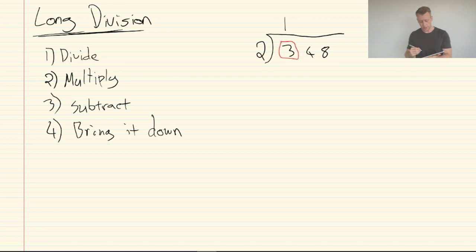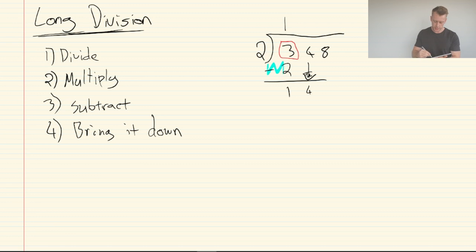Now the second step here is to multiply this 1 by this 2 to figure out what we're going to have here. So we multiply and then we subtract 1 times 2, which is 2, to get our remainder of 1 there, and then we bring down the 4. Now, ignore this part, because this is the next step.